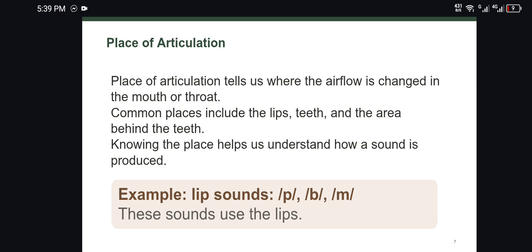Next is the place of articulation. Place of articulation tells us where the airflow is changed, the mouth or throat. Common places include the lips, teeth, and the area behind the teeth. So these sounds use the lips. It is the P, B, and M.